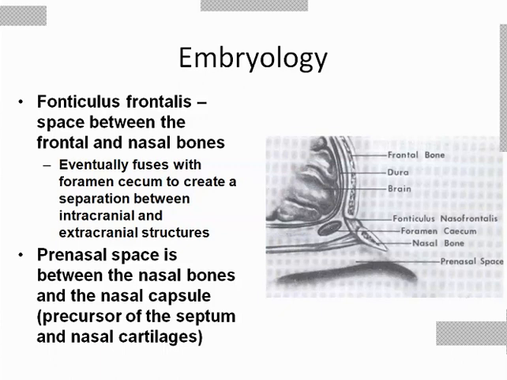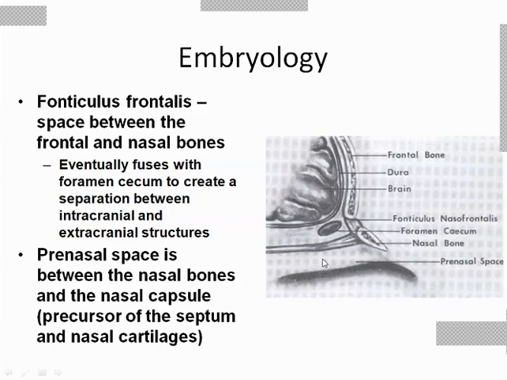The prenasal space is between the nasal pyramid, that is the nasal bones, and the future septum, which is known as the nasal capsule. This is between the frontal and nasal bones. This is the prenasal space between the nasal bones and the nasal capsule. This is the nasal capsule. This is the nasal bone. The nasal capsule is the future septum. So these are the three potential spaces.